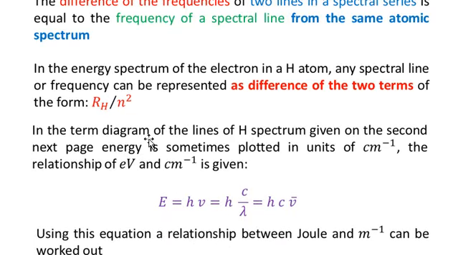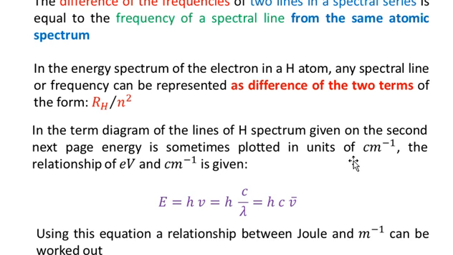In the term diagram of the lines of hydrogen spectrum given on the second next page, energy is sometimes plotted in units of centimeter inverse, and the relation of the electron volt and the centimeter inverse is given. So you see that here I have used the term diagram, and I am presenting this diagram soon, in the next slide. So you should wait until I explain this term diagram. The term diagram of the lines of the hydrogen spectrum will be explained shortly.